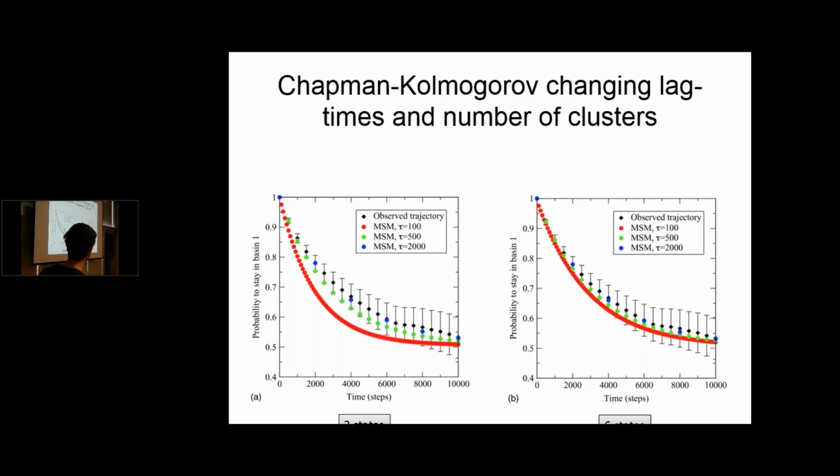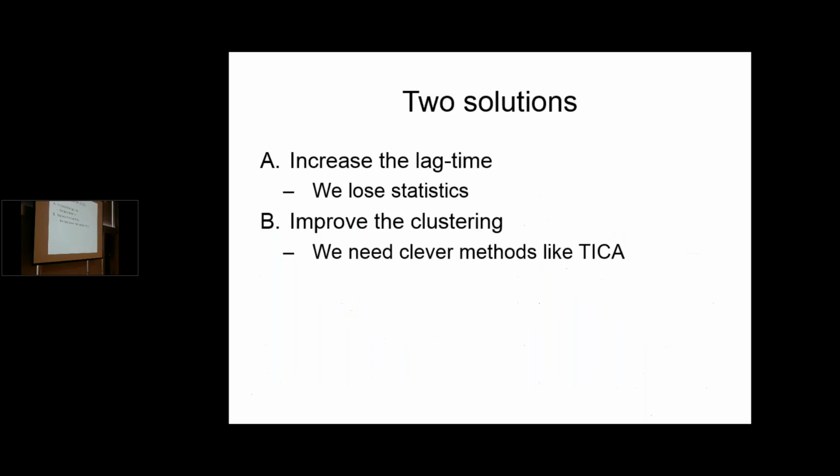Also here on the right, you can see that if we increase the number of states, then it starts to match even better the stuff that we see in the simulations. So essentially what this tells us is that we have 2 ways of solving the problem. One is to increase the lag time, but then we lose statistics if we increase the lag time too much. The second solution is to improve the clustering, which is better. And for that we can use some clever methods like TICA, which are going to improve our clustering.